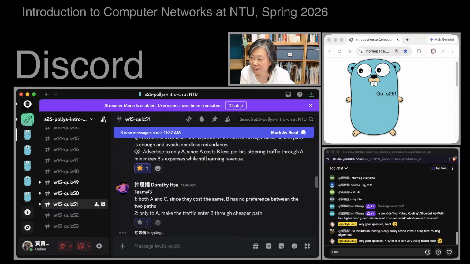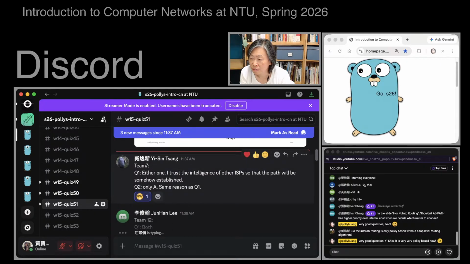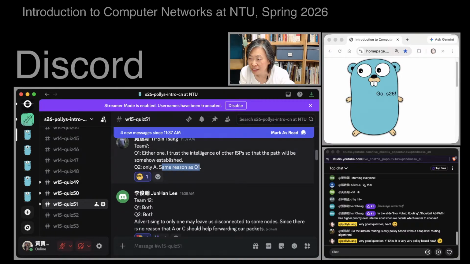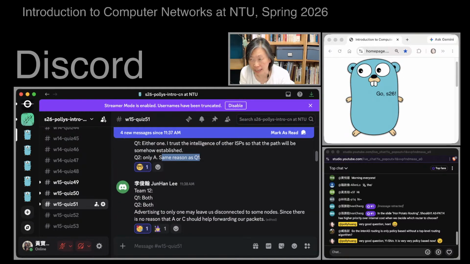Very good. Okay, let's walk through a few of your solutions. So Team 7 says, okay, for Q1, either one, as long as I have a path out, X will be able to receive data, and then I trust the other ISPs will forward the path further. And for Q2, only A, same reason. So just send through one of them and see whether the other ISPs will pass the path information further. Okay, so that's a very straightforward thinking.